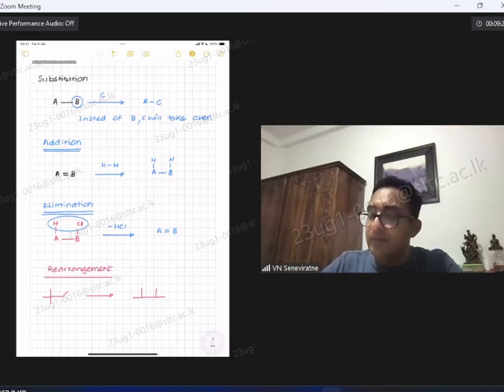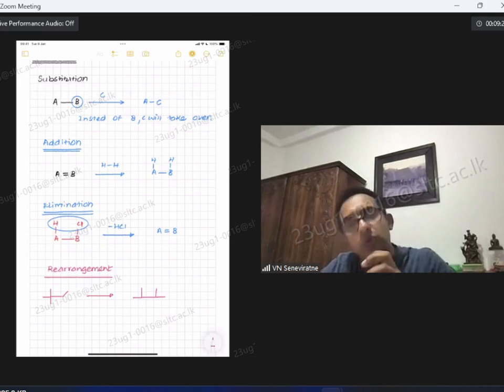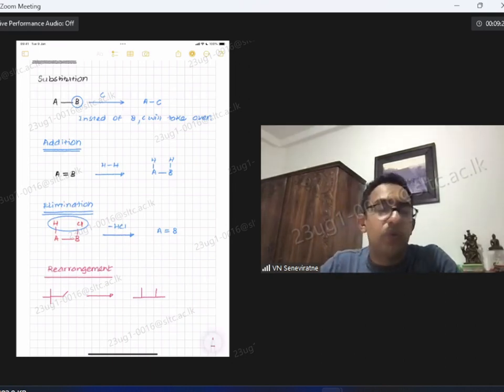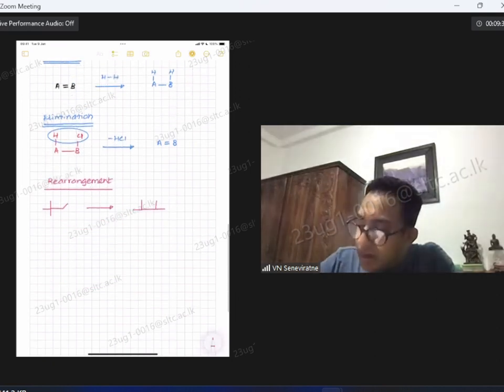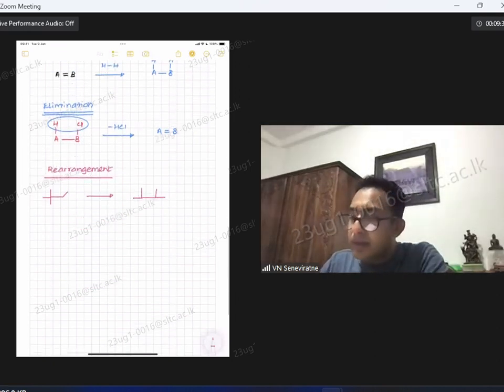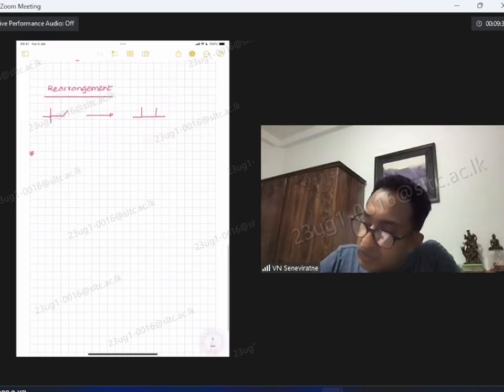So first of all, we will look at some of these examples. How do you write these mechanisms? How do you write the mechanism? That's what we try to work out. So first one, we'll look at substitution, right? So substitution.